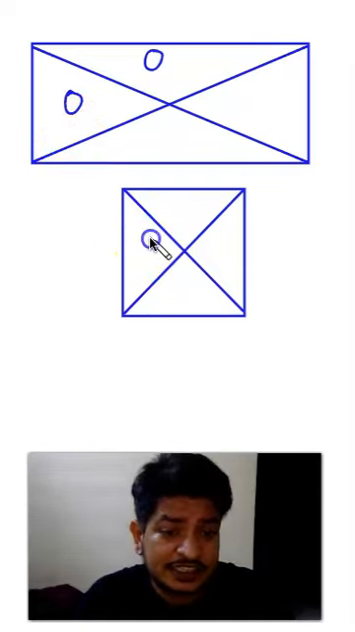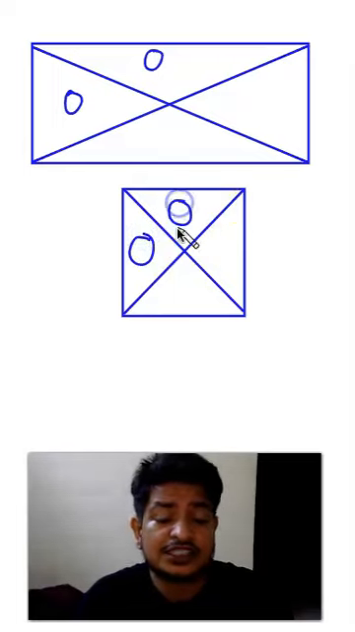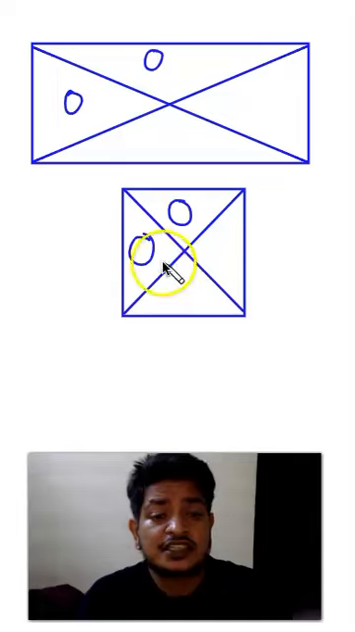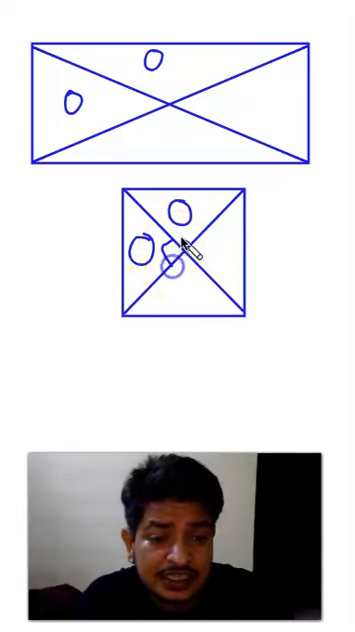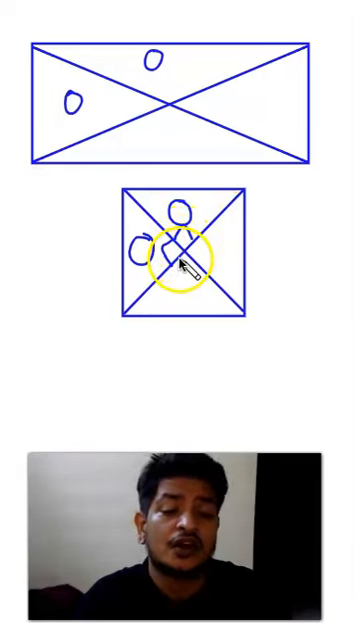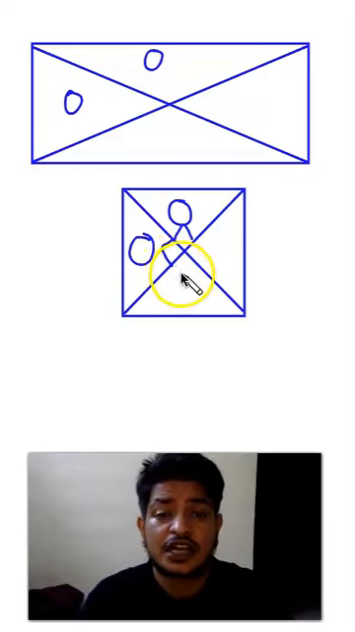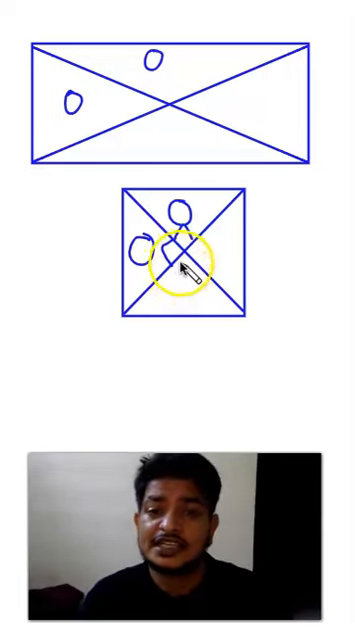But if you look at the square, the adjacent triangles are congruent to each other. Since adjacent triangles are congruent to each other, this angle is equal to this angle, which means that this is a straight line. So we can say half of this angle will be equal to 90 degrees, which means that these two diagonals are perpendicular to each other.